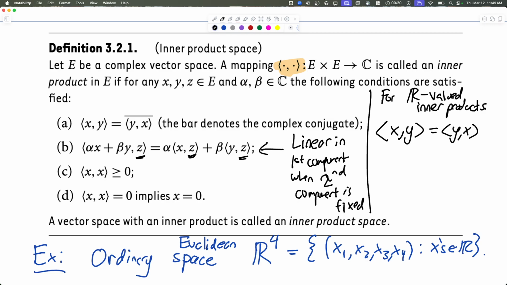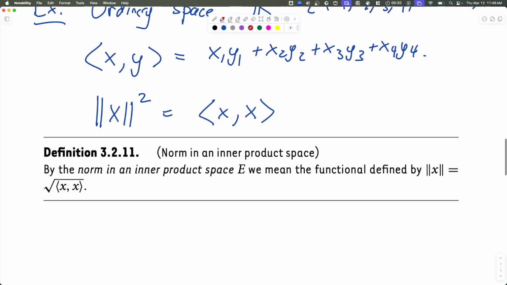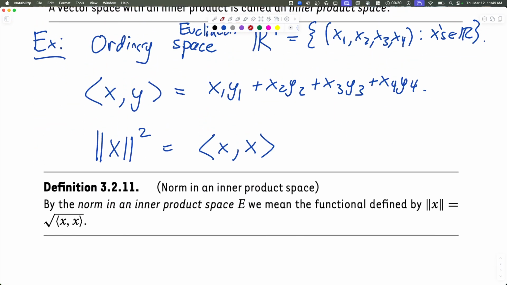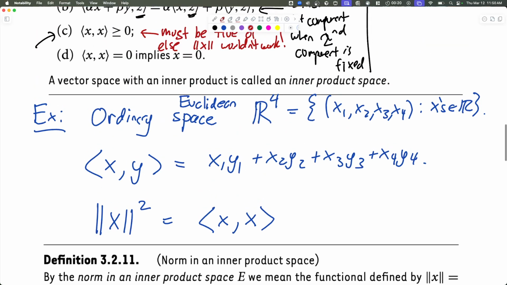The third thing says the inner product of x with itself has to be greater than or equal to 0. This one is important because otherwise it would not define a norm. So this must be true, or else the norm wouldn't work, right? When you go to take the square root in this definition, the thing you're taking the square root of better be a positive number. That is what it is saying.